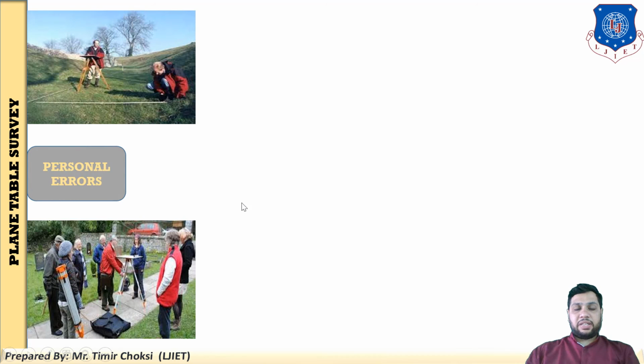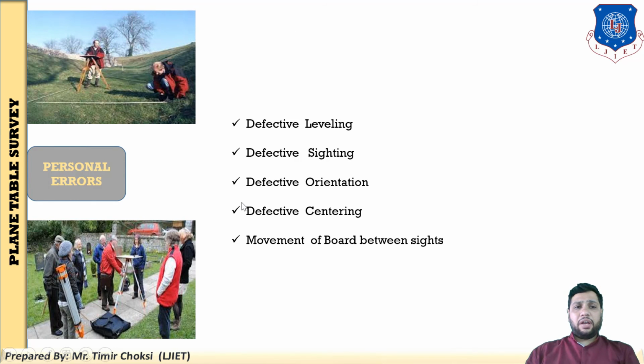Now second is the personal error. Here personal errors are like defective sighting, defective orientation, defective centering, and movement of the board between the sides. So these are the reasons that develop the error. So second error will be the personal error.